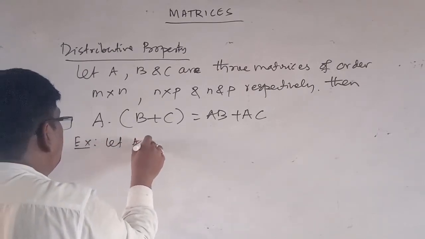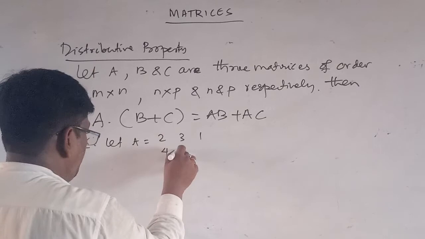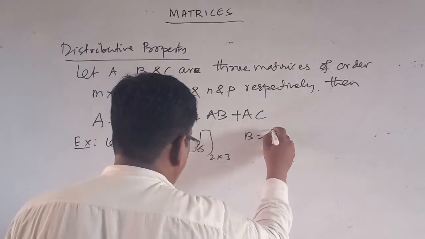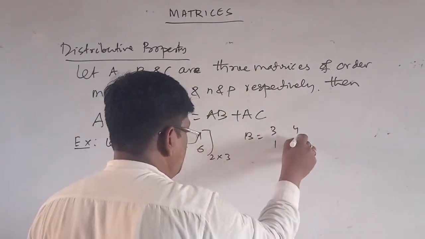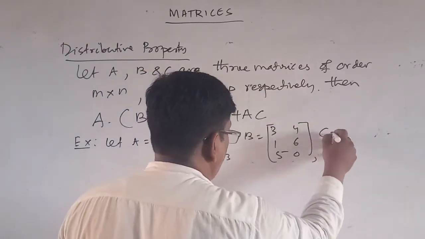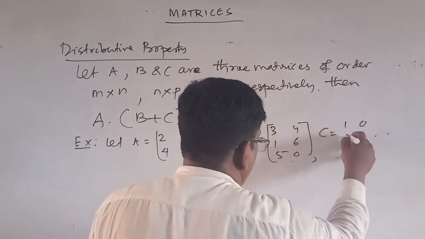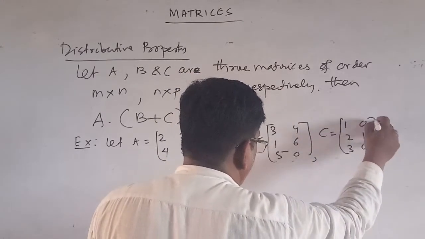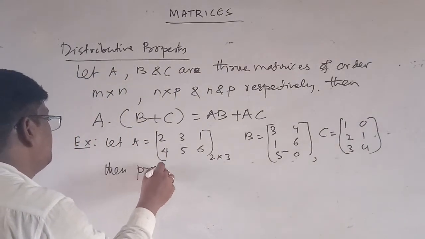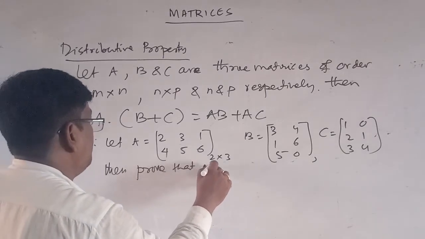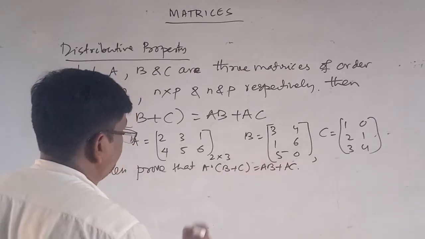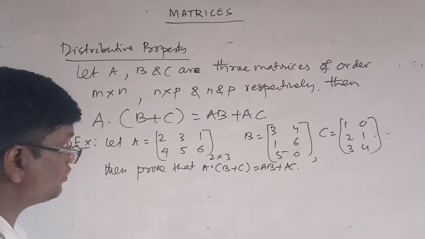Example, let A is equal to 2 3 1 4 5 6. Its order is 2 into 3. B is equal to 3 4 1 6 5 0, and C is equal to 1 0 2 1 3 4. Then prove that A into B plus C is equal to AB plus AC. This is the question.